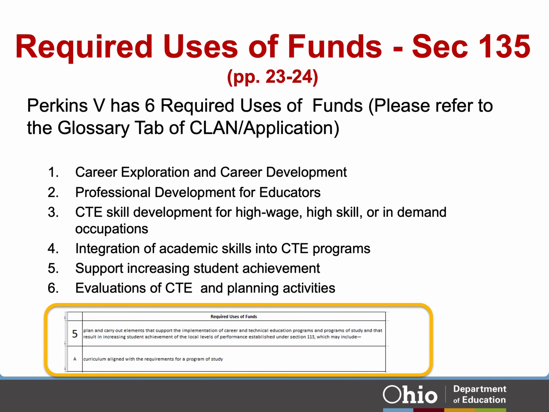Understanding allowable local uses of funds is a critical part of the Perkins 5 application. In our previous example, we coded 5A for the use of funds. We found that code in the glossary tab of the workbook, shown here circled in gold.